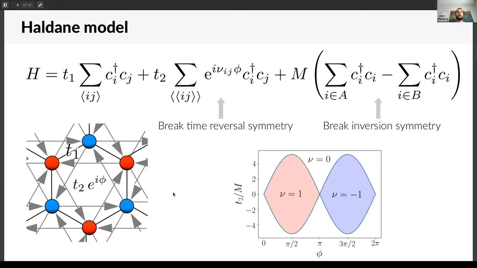The first example of a Chern insulator that was discovered is the Haldane model. This is a model that lives in a hexagonal lattice and has first neighbor couplings, like in graphene. It has second neighbor couplings that break time reversal symmetry, and it also has on-site terms that break inversion symmetry. By defining the interplay between the symmetry breaking terms, we can define whether the system is in a Chern insulator phase or whether it is just a trivial insulator.